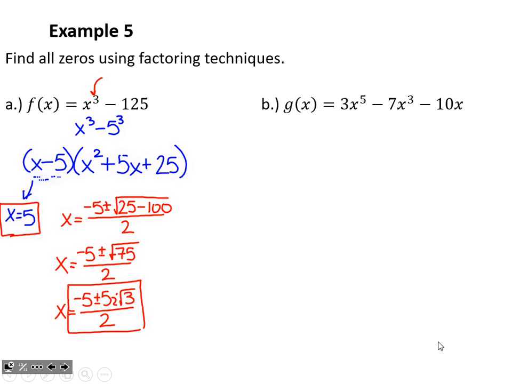For letter B, here we've got a 5th degree polynomial. I'm expecting to find 5 solutions here, either real or imaginary. So let's see. First, I want to look for a GCF. I can take an x out of all those. So x times 3x to the 4th minus 7x to the 2nd minus 10. This x out front, I don't want to lose that. That is one of the factors that will produce one of the 5 solutions we get as we go through and solve this problem.